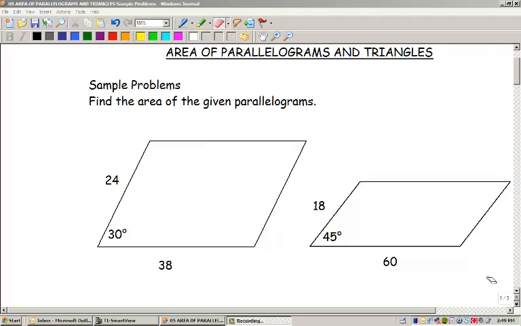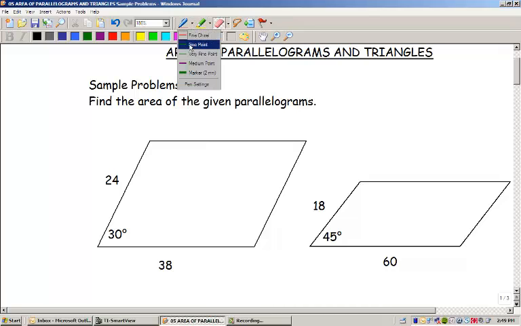Alright, so hopefully you had a chance to attempt some of these problems, and now we're going to go through the process on how to find the answers. So the first question they're asking us is to find the area of the parallelogram. So again, what you need to remember is what's the formula, and that is just going to be base times height.